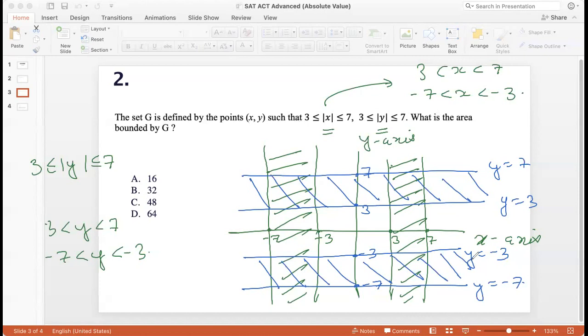So what is the region that we are interested in? It will be the intersection of the two regions that we got, the region where the green and the blue lines intersect. So if I draw out those regions, I actually get four squares as the regions I'm interested in, because this is four and this is also four. So the area of one such square is 16. So for four such squares, the total area would be 64. Option D.